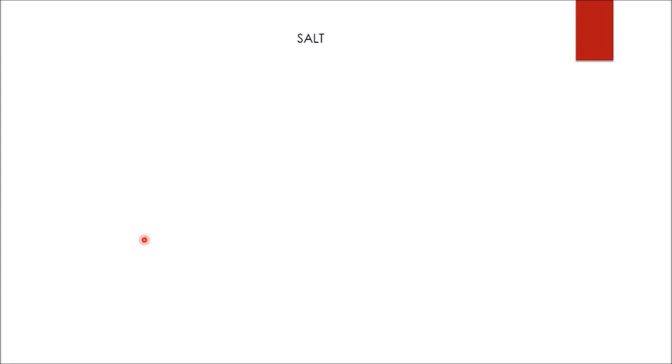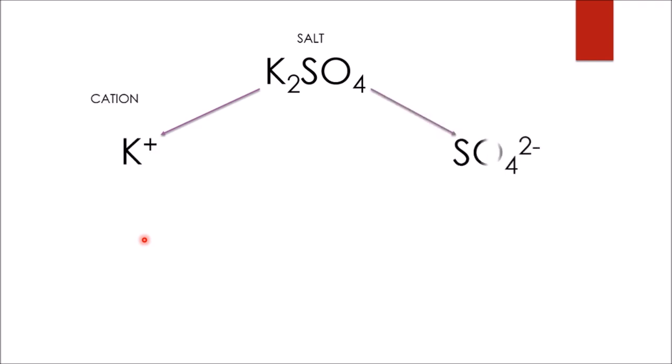Okay, let's look at an example. हमें आइडेंटिफाई करना है कि ये जो सॉल्ट है K2SO4, ये कौन सा सॉल्ट है. Okay, question आ सकता है K2SO4 is a salt, what type of salt is it? You have to identify the type of the salt. So K2SO4, as we know, is a salt, and it is made up of two things: the cation, in this case potassium ion, and sulfate ion is the anion.